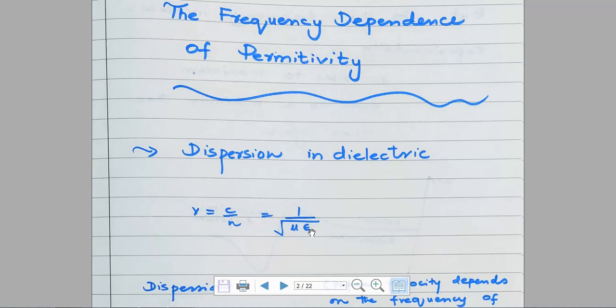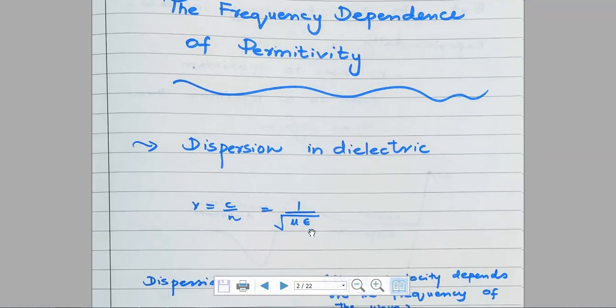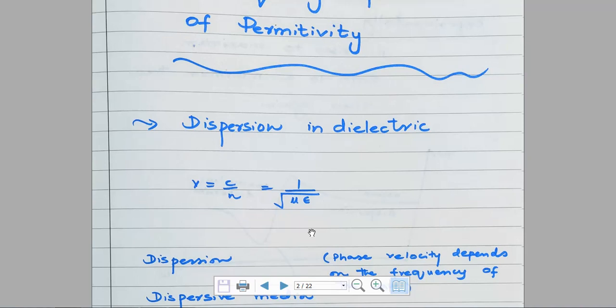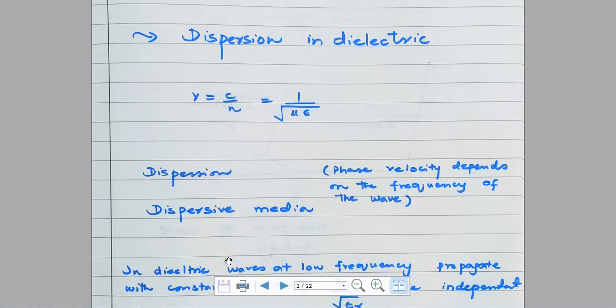But in a real dielectric, the phase velocity would depend on the frequency of the wave, and this effect is called dispersion. To explain the dispersion, we need to develop a more sophisticated model of the dielectric, taking into account the properties of molecules that constitute the material.